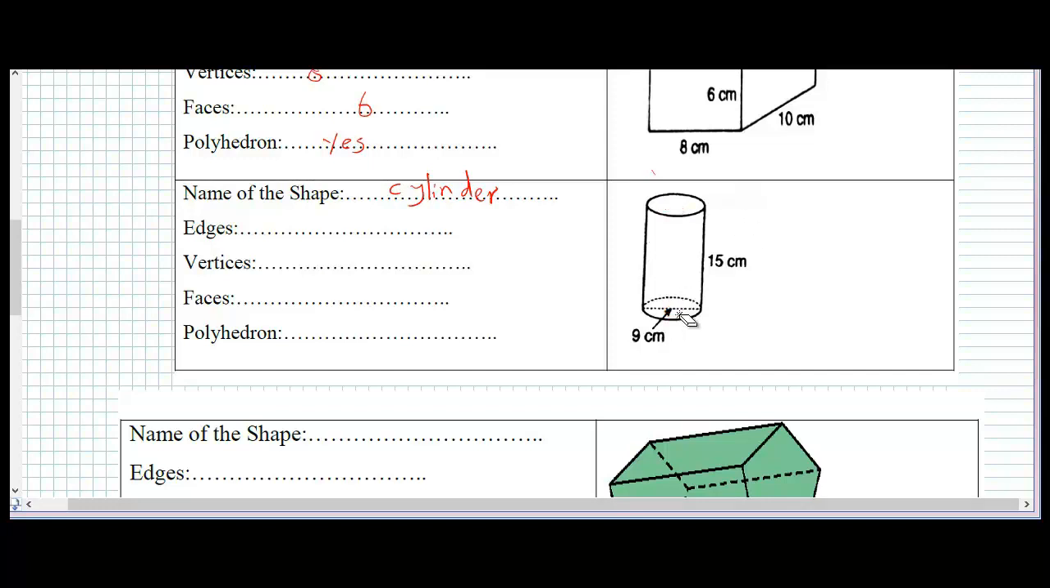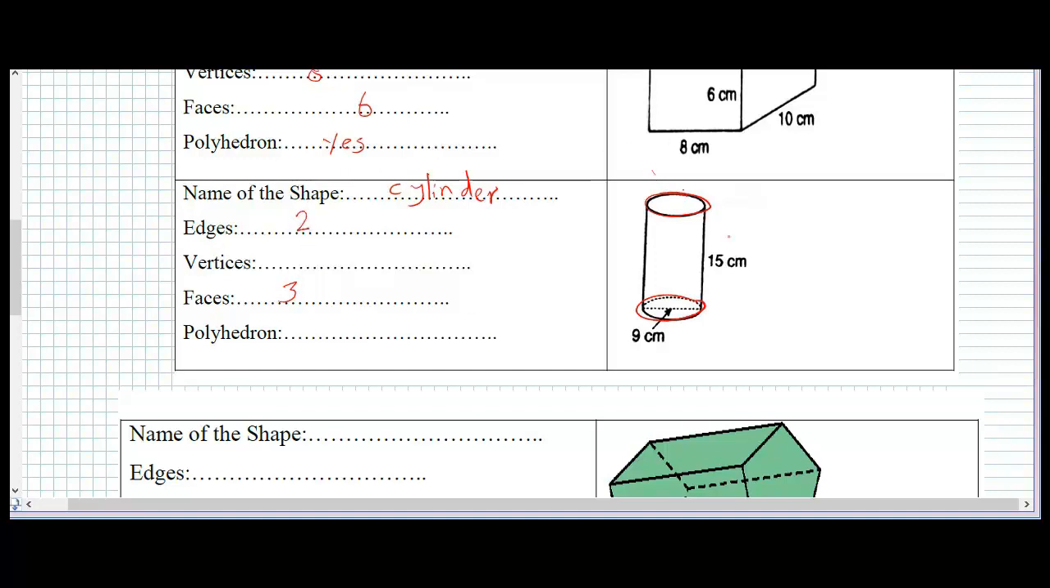Let's count for the cylinder how many edges, vertices, and faces. We have 1 face up, 1 face down, and 1 face on the side. So we have 3 faces. Okay. How many edges do we have? We have 2 edges. This is 1 edge up and 1 edge down. Okay, so we have 2 edges.